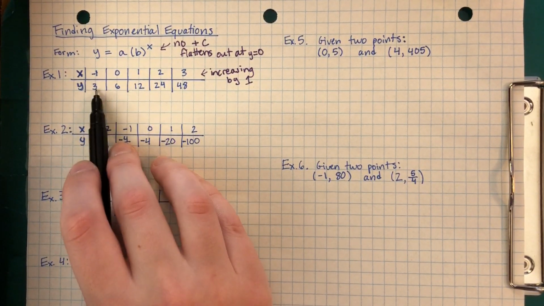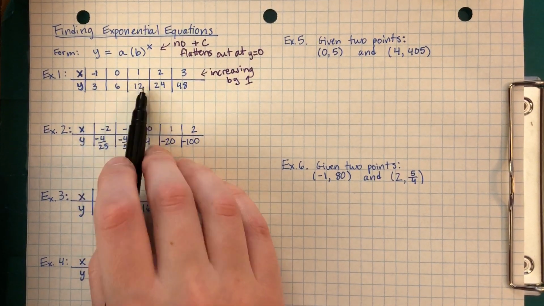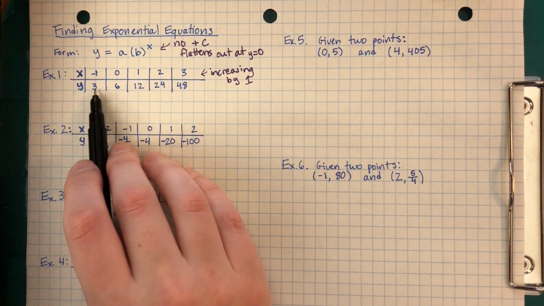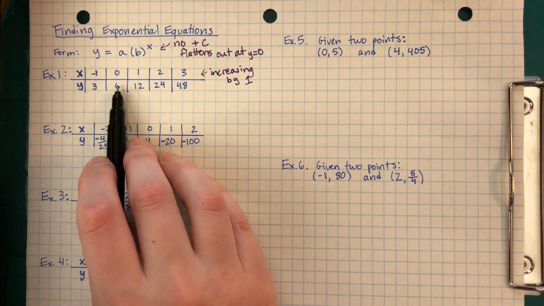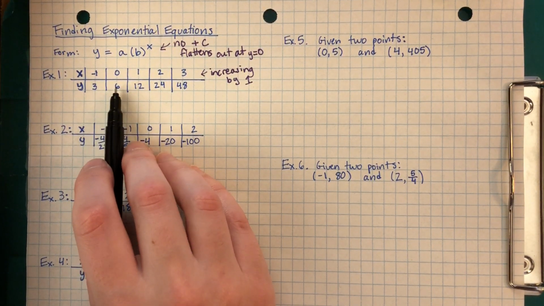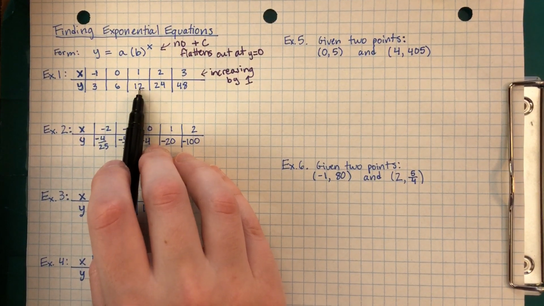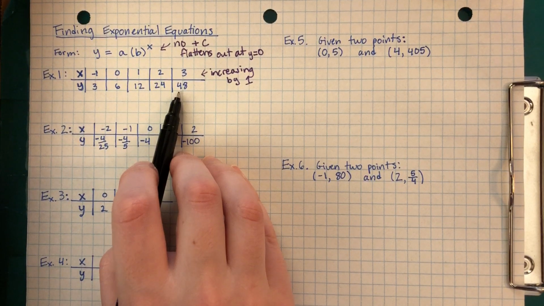And these y values, let's try to figure out what we are doing as we move from left to right. 3 to 6, maybe it's plus 3, but then 6 to 12 is not plus 3. So it's not that. How else could I get from 3 to 6? Well, I could multiply by 2. So is it multiplied by 2? And then 6 times 2, yep, would be 12. 12 times 2 would be 24. 24 times 2 would be 48.